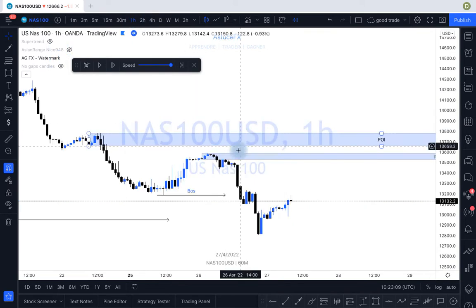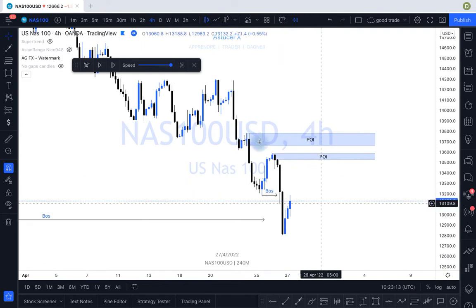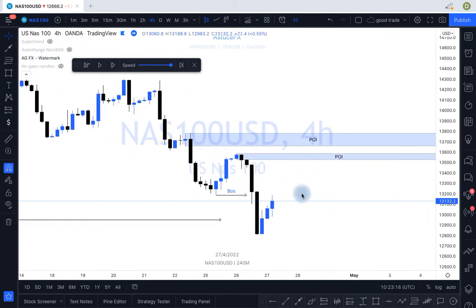What I will try to tell you is that, okay, let me get to the 4 again. I will try to explain why I choose those two OBs. For me, for an OB to be valid, it has to break structure and volume must be increased.